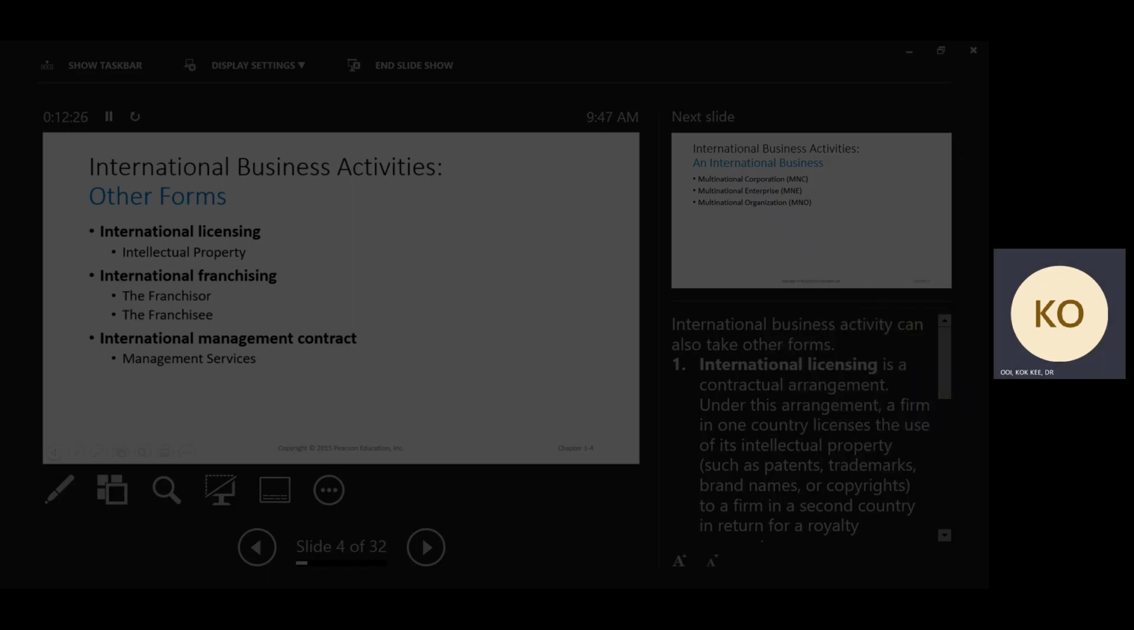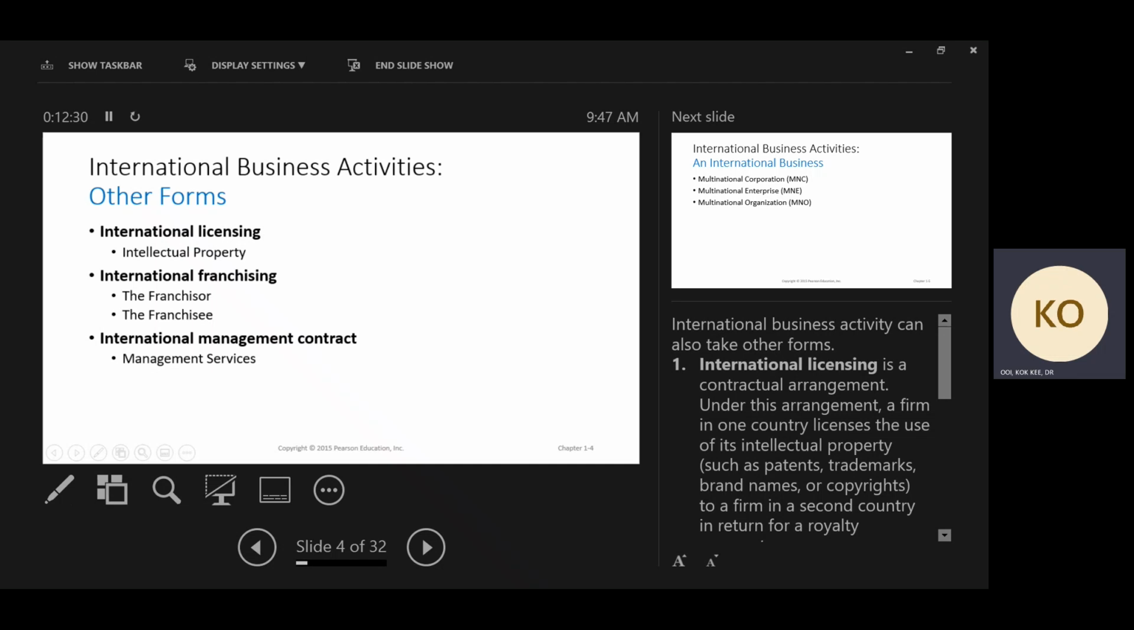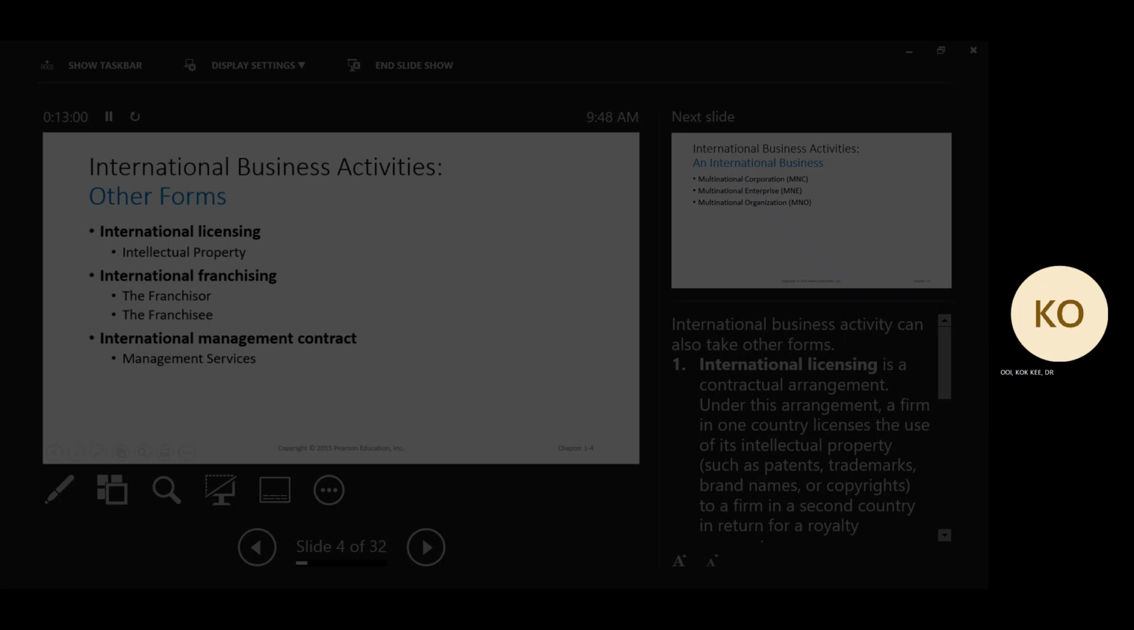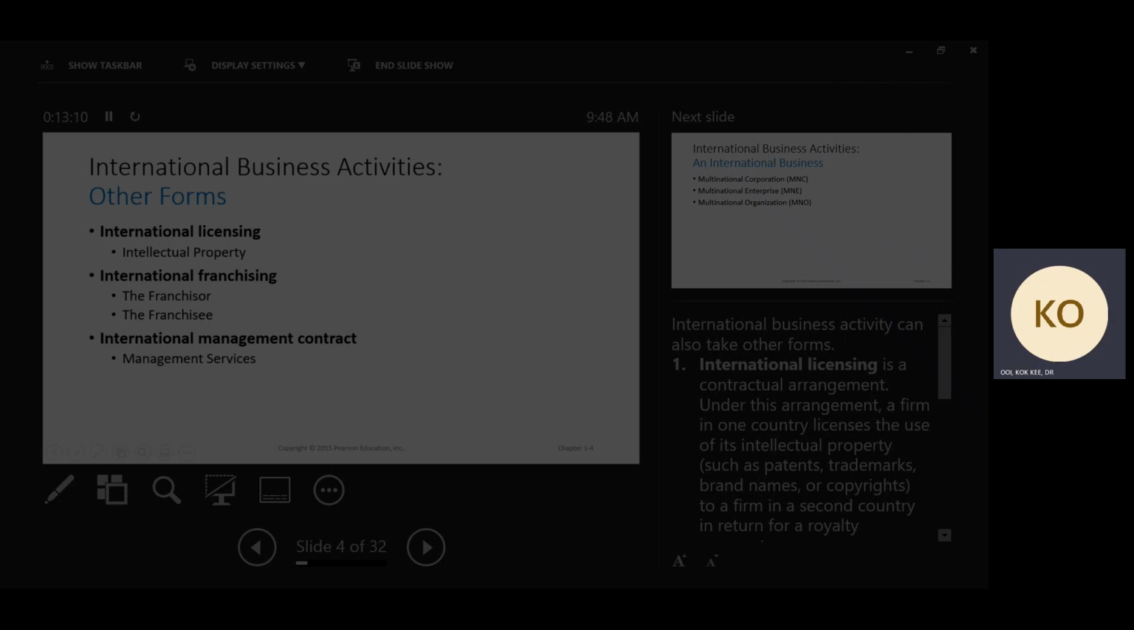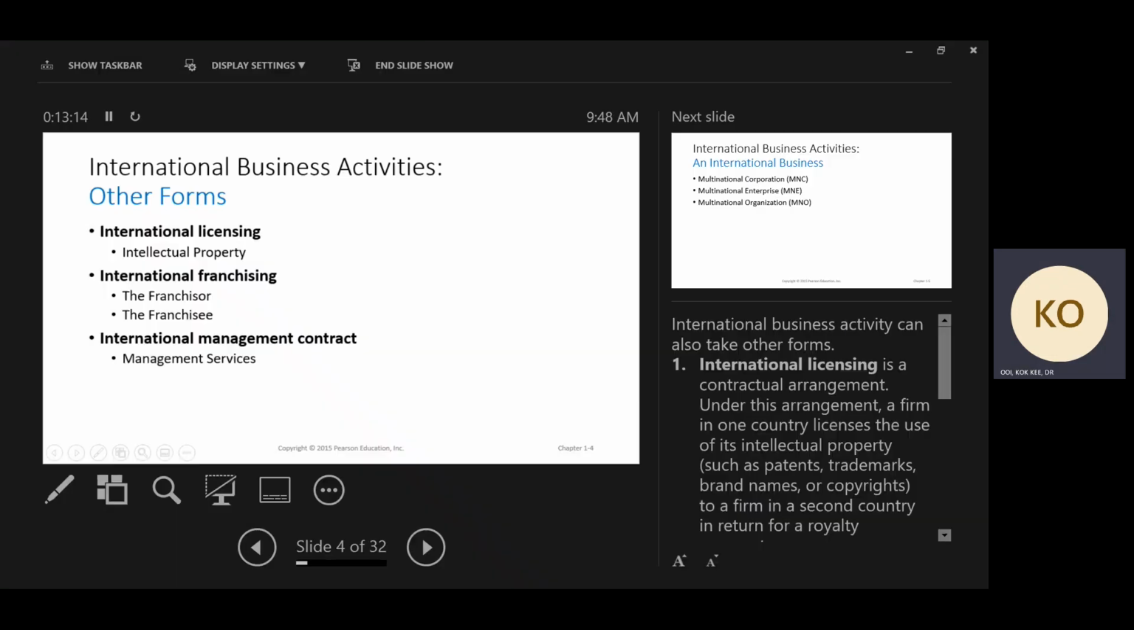International management contract also. Let's see an example like a hotel. In Ho Chi Minh, do you have the JW Marriott hotel? Do you have Hilton? You have Hilton, correct? Why? Hilton will sell you their ideas on how to run a Hilton. They will help you do marketing internationally. They will provide all these management services. They will train the employees. So these are some of the major forms of international business activities.